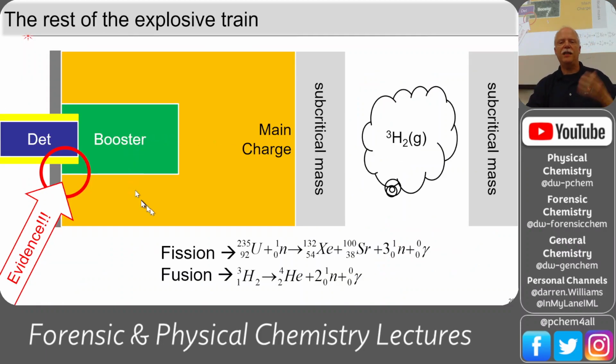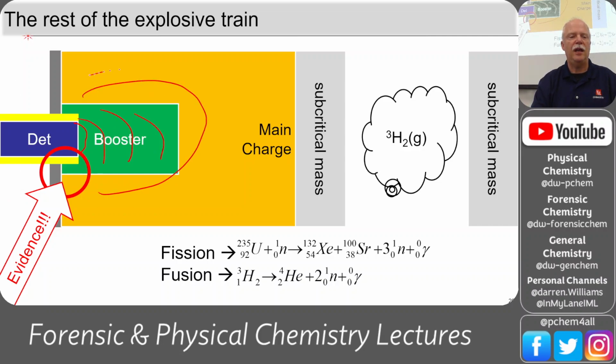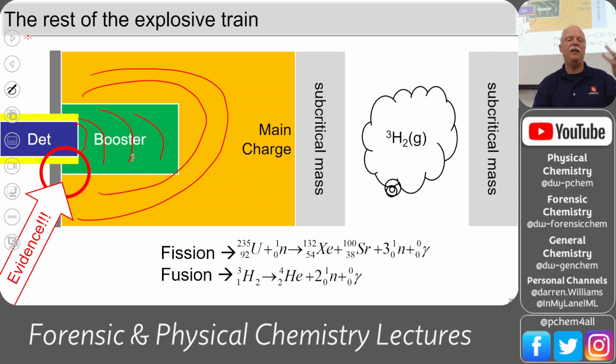And so this is the rest of the explosive train. You have the detonators, we talked about those. They go into a booster, which takes the shock wave from the detonator and ramps up its energy so it goes into the main charge. And that may be all you need. Maybe you need just a main charge. You don't need a booster. Other times you need a booster and you need a main charge.